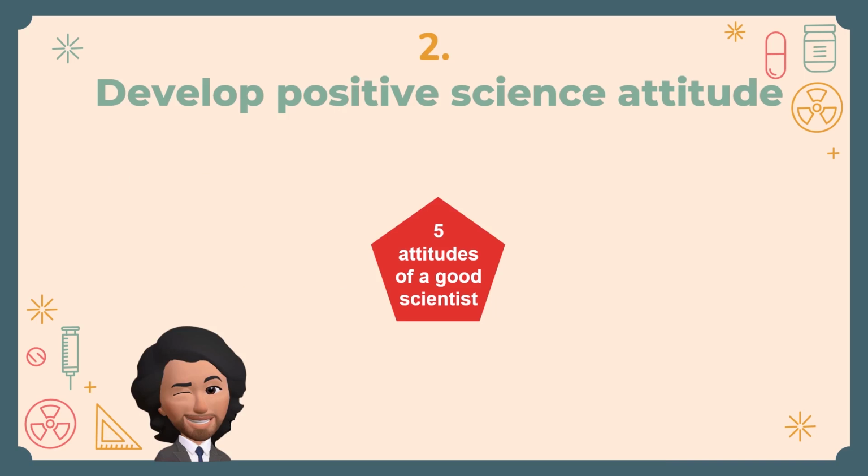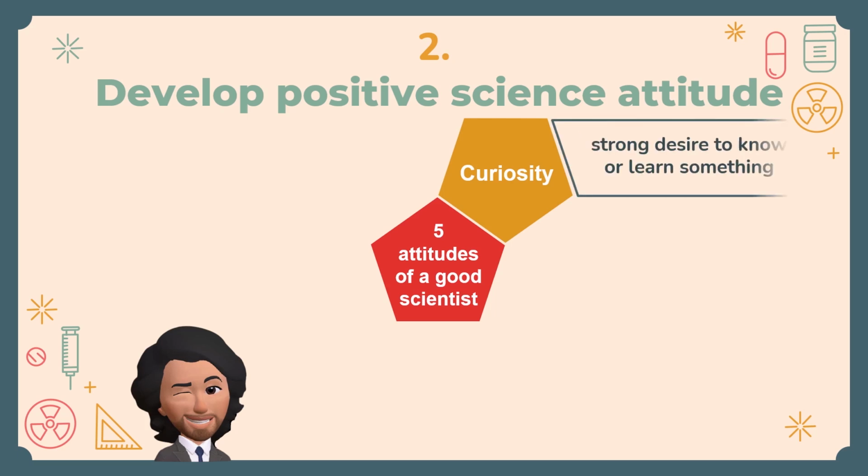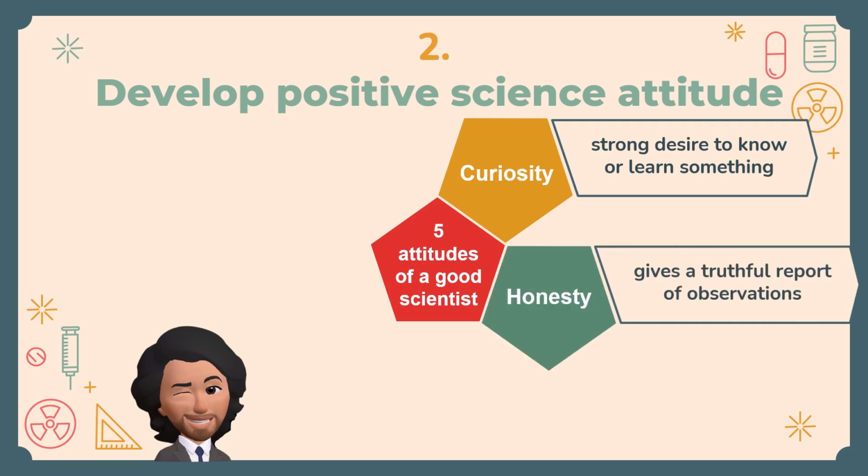Let's proceed to the second point of the effects of teaching science using experiment and laboratory skills, which is developing a positive science attitude. There are 5 attitudes a good scientist must possess. The first one is curiosity, which means a strong desire to know or learn something. This attitude will help students show interest and pay particular attention to objects or events. Secondly, honesty. A good scientist must give a truthful report of observations to avoid misinterpretation of research that will cause inconsistency among other research. Thirdly, open-mindedness.